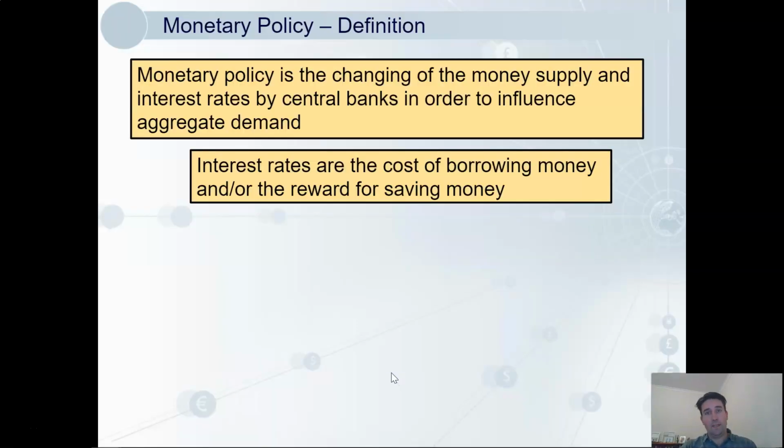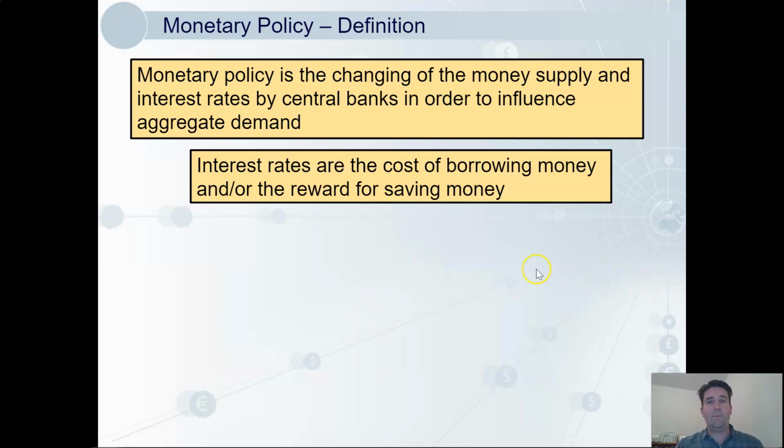So, monetary policy is the changing of the money supply and interest rates by central banks in order to influence aggregate demand and therefore the macroeconomic objectives. And interest rates are expressed quite simply as either the cost of borrowing money or the reward for saving money.